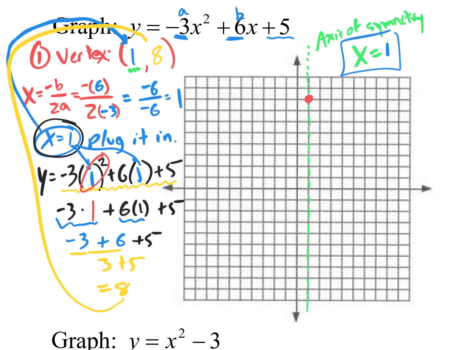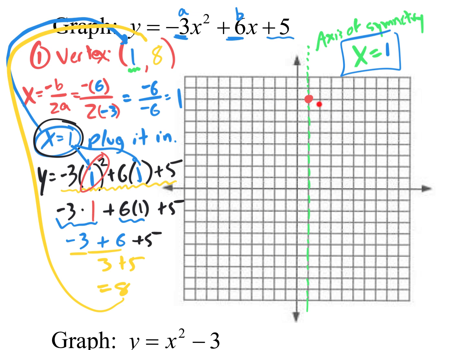So this is an actual question that you're going to have on the next quiz or test. I could ask you to find the vertex of this equation. I could ask you to find the axis of symmetry, which would be x equals 1 of this equation. But right here we're graphing, right? So we found the vertex. We drew the axis of symmetry.